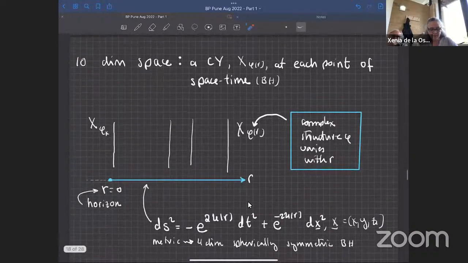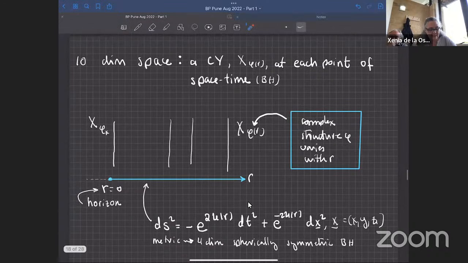So the picture that we have of our 10-dimensional space is that we have a Calabi Yau with a complex structure that varies with this radial coordinate, right? And you have one of those at each point in your space time, your black hole. So here you have a black hole metric, and you have a horizon at r equals zero. And I'm calling pi star the value of the complex structure at the horizon.